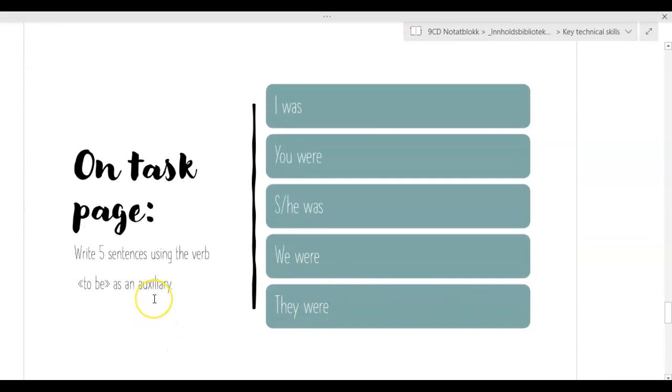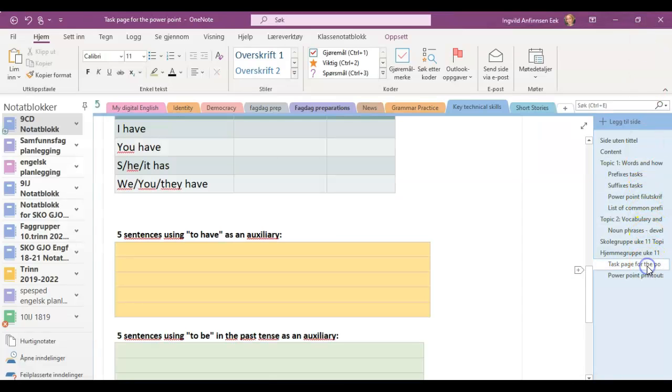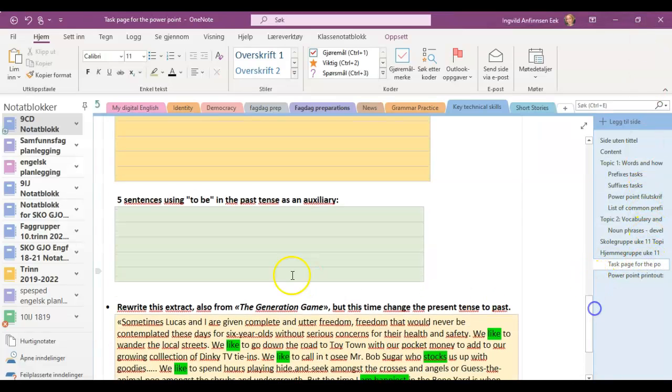So now, just write 5 sentences using the verb to be as an auxiliary. Right? So use I was, you were, she was, he was, we were, they were. So 1 sentence for each of these. And this is, again, on your task page, in this table here. Now you can work on these sentences together. This is kind of the point, right? Work together if you want to, right?